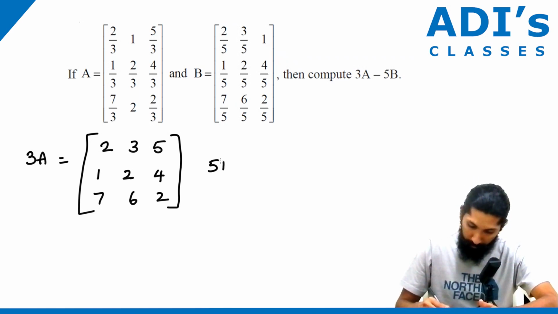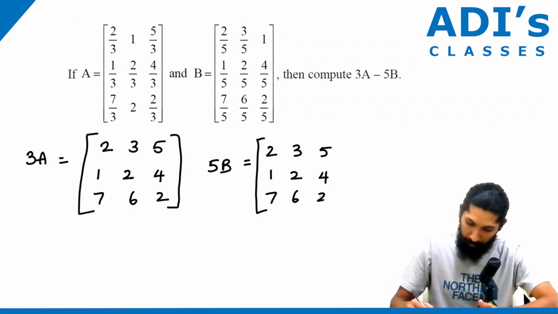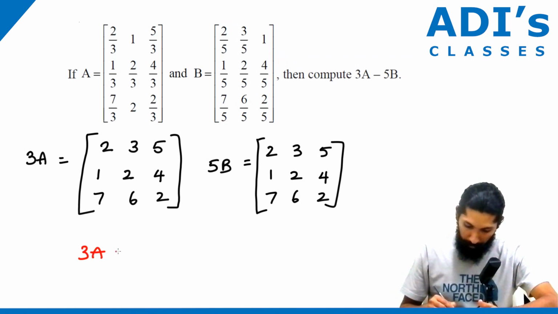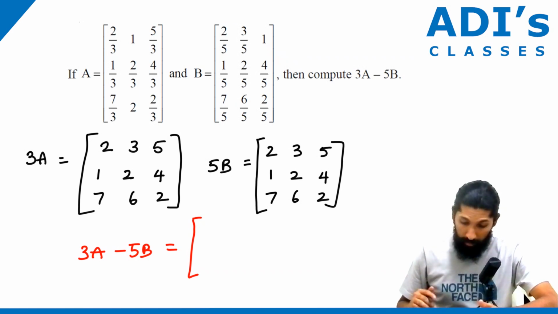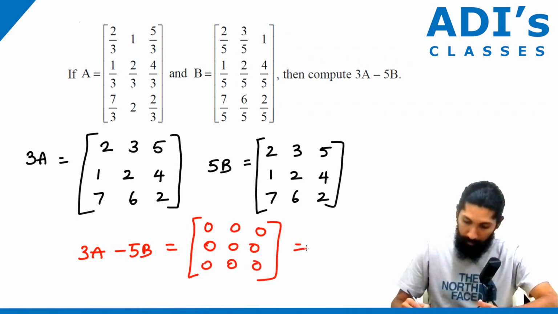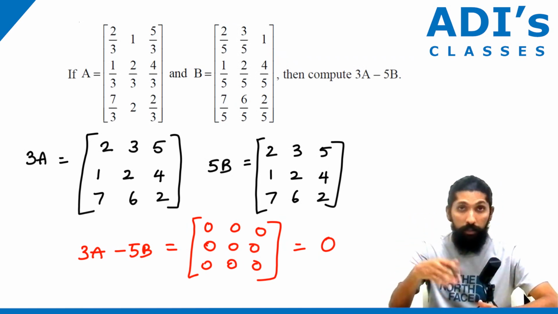Then you have to do 5B. So when you do 5B, you get 2, 3, 5, 1, 2, 4, 7, 6, 2. Guys, when you subtract, that is when you do 3A minus 5B, see the value? Don't you think both of them are one and the same? They are equal matrices. That means you are going to get 0, 0, 0. So all the elements are 0. Basically what you have is a null matrix or a 0 matrix. Very simple. So this is the answer for the given question.